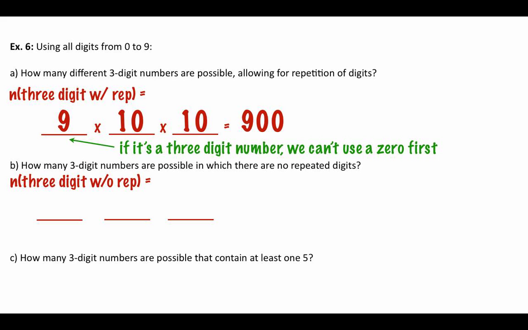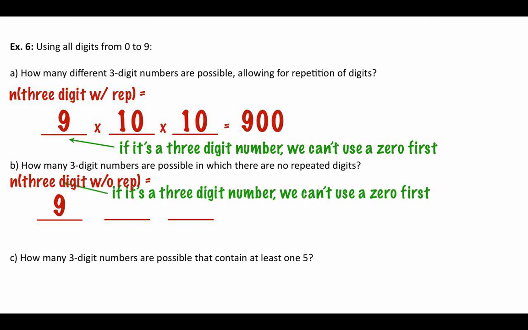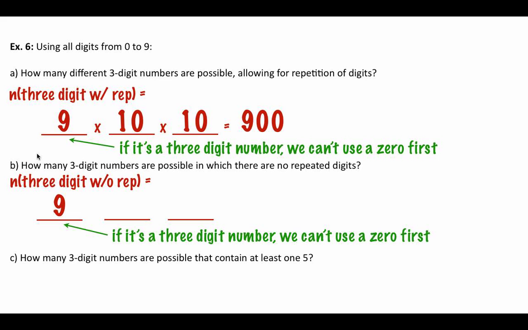Again, how many choices do I have for that first digit? Well, we would have 10 different choices, including the 0, but we know that we don't want to include 0 for the first digit. So we remove 0, leaving us only 9 choices for the first digit. And again, if it's a 3-digit number, you can't use 0 first. You're going to see this all the time, so get very used to saying, oh yeah, I can't use 0 in this first spot.